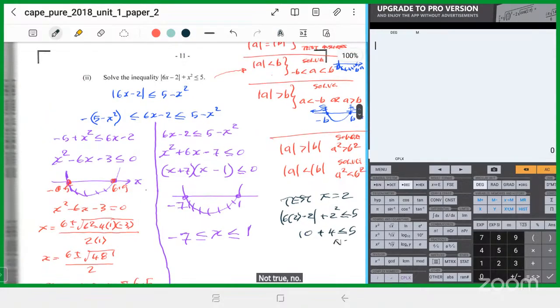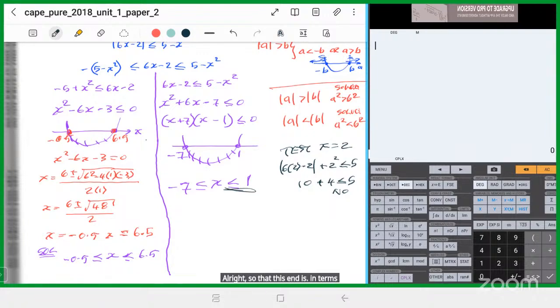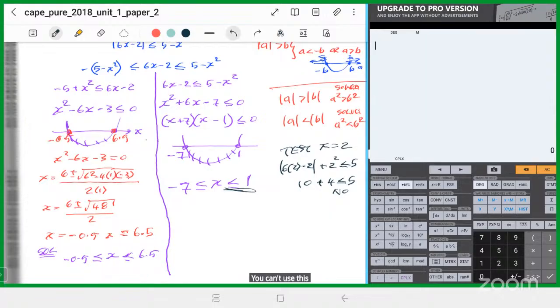Less than or equal to 5? Not true. So you can't go up to 2. You can't go past this. It means that this result is not valid, so you have to stop. You have to go below 1. So in terms of the upper end, you can't use this one. You can't go past 1, because this is telling you they have to be below 1, because 2 doesn't work. And 2 is a value less than 6.5 but greater than 1. So you can't go past 1. You get me? 2 doesn't work.